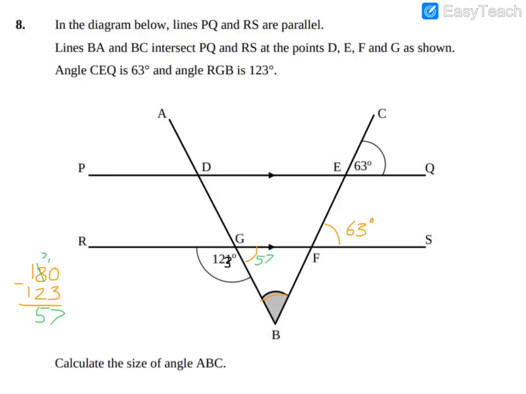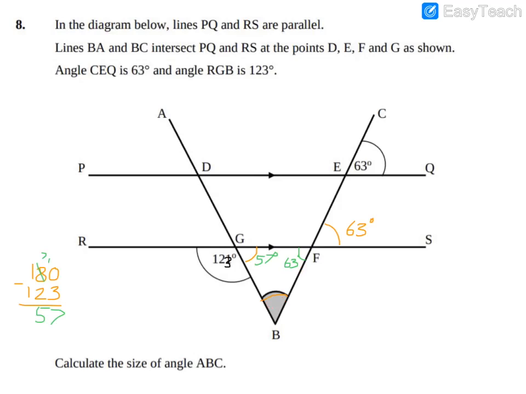degrees over there. We've also got, if this is 63, this one is vertically opposite, isn't it? And because it's vertically opposite, it's going to be the same. So this is also 63 degrees. So we've got this wee little triangle down here that has one angle of 57 degrees, one angle of 63 degrees, and a third angle which we want to find.